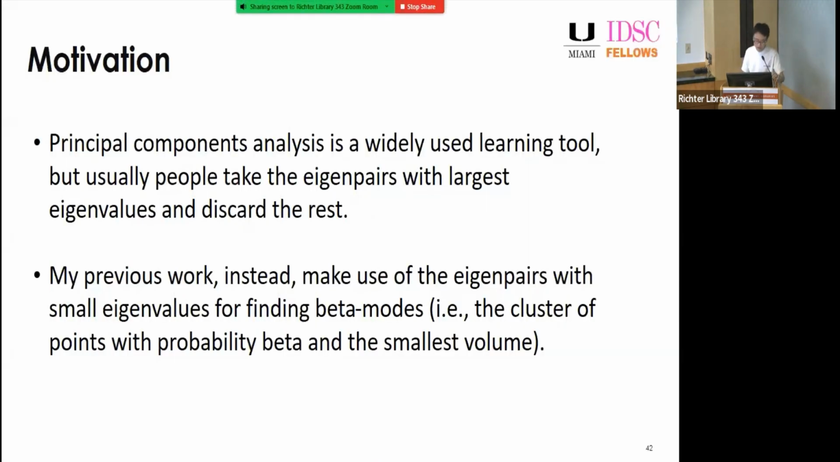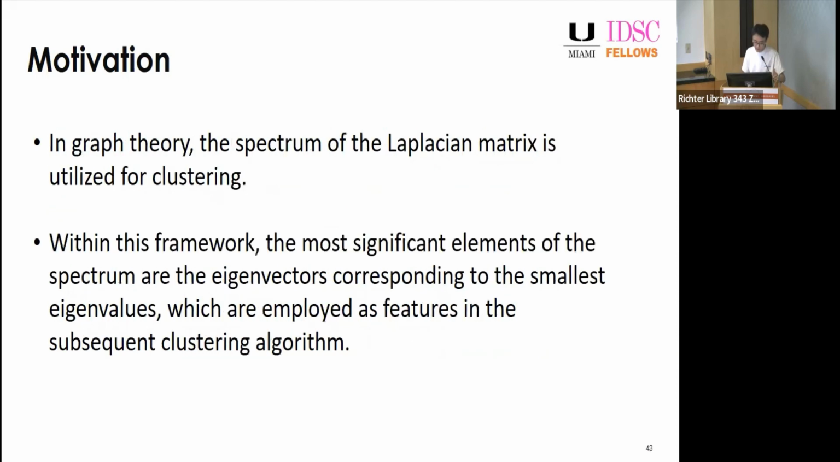The motivation of the project is that principal component analysis is a widely used learning tool, but usually people take the eigenpairs with the largest eigenvalues and discard the others. My previous work instead makes use of eigenpairs with small eigenvalues for finding beta modes. By beta modes, we mean the cluster of points with probability beta and the smallest volume at the same time.